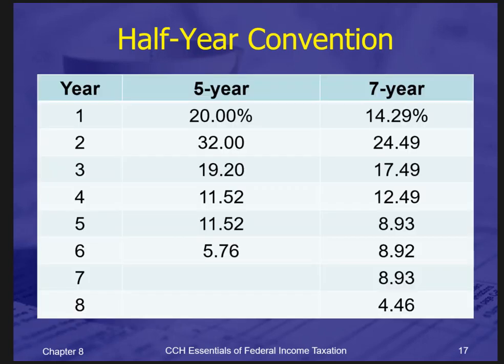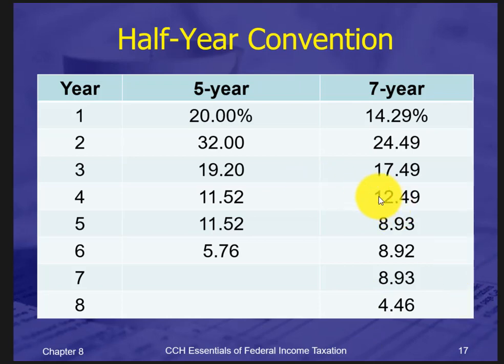So, here is a table using the half-year convention. The true double declining balance percentage for year one would be 40%, but because the half year is already built in, it's 20%. So you multiply the cost by this 20%, you do not have to then take the half again. Notice that the 5 years actually takes 6 years, right? Because a half year here and a half year here.